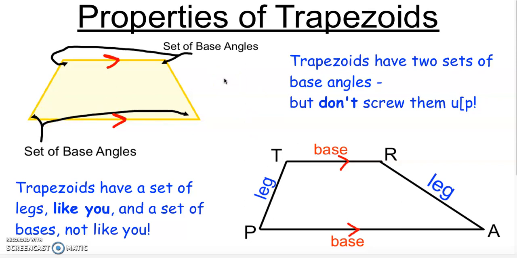And then there are two other sides to a trapezoid, and those two other sides are called legs. So a trapezoid has two sides called bases, and it has two sides called legs.